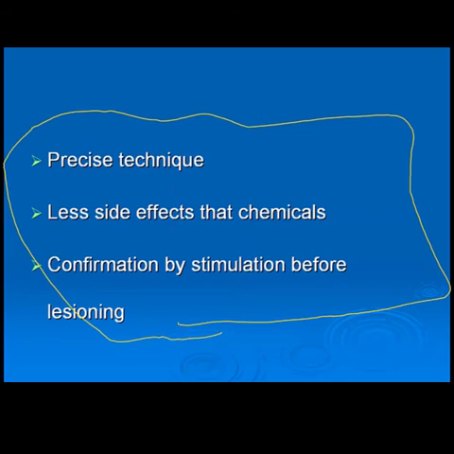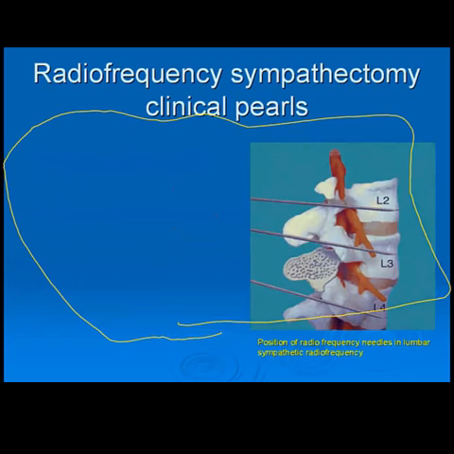Confirmation by stimulation before the lesioning is very crucial. And here it's very important that when you do it for the lumbar area, you're not going to ask the patient during stimulation if they feel something in the leg. With sympathetic stimulation at the lumbar area, the patient is going to experience just discomfort in the abdomen or in the kidneys. So you don't ask the patient if they feel something in the leg. The only thing they will feel in the leg is after putting in the local anesthetic, after completion of the block.